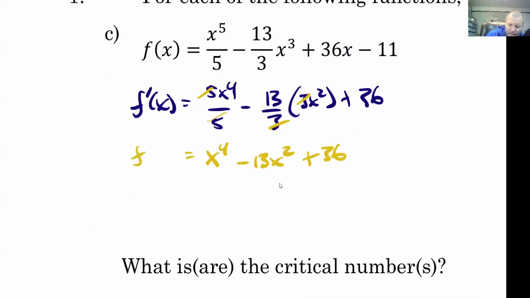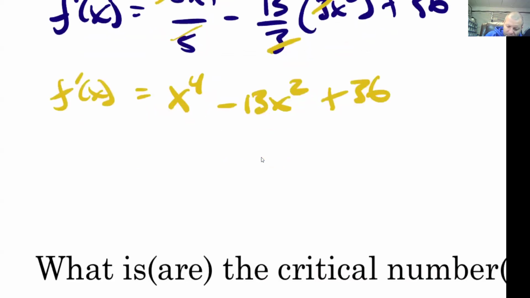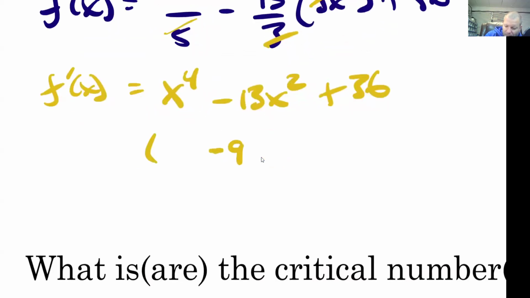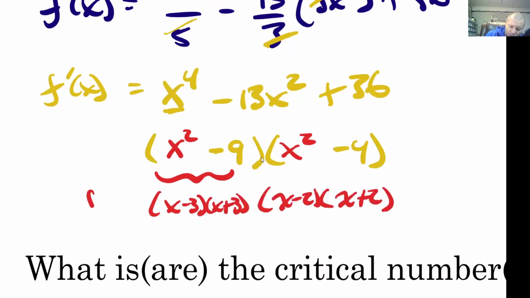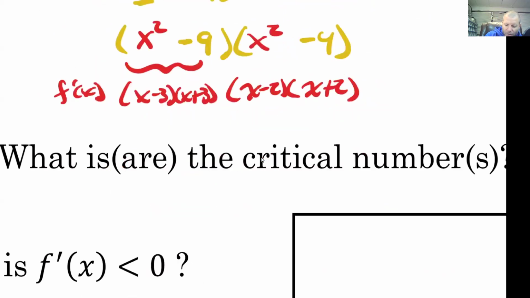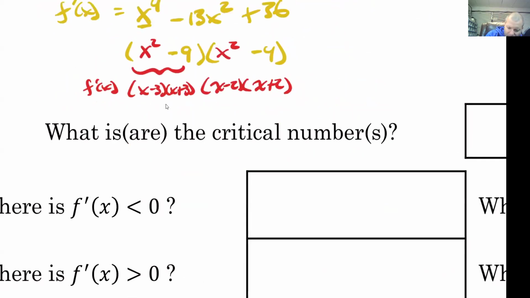And can we factor this thing? Probably. So let's see, we need two things that multiply to positive 36 that add to negative 13. So that's going to be negative 9 and negative 4. All right, so I have an x to the fourth here. How do I get an x to the fourth? Well, I multiply x squared and an x squared. Both of these will also factor, right? These are difference of squares. x minus 3, x plus 3, x minus 2, x plus 2. There's our derivative.